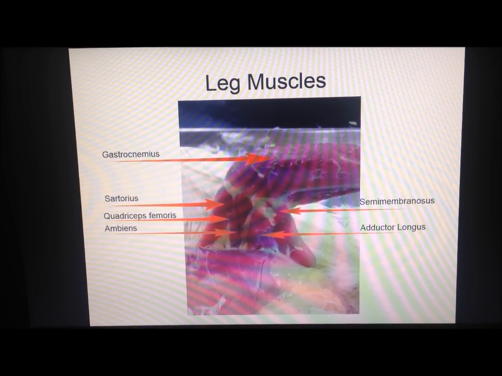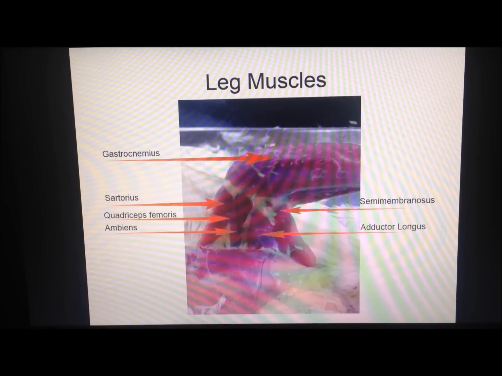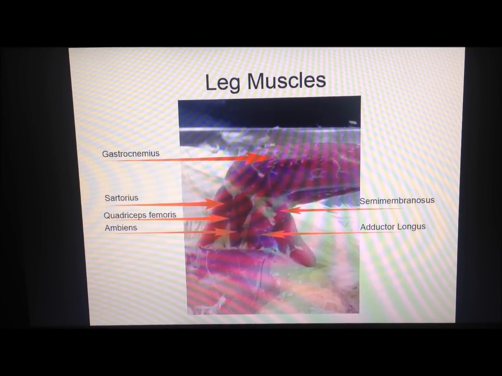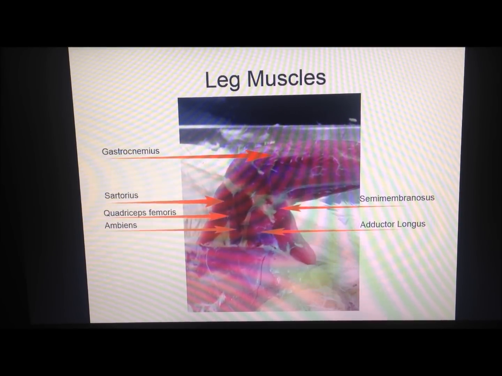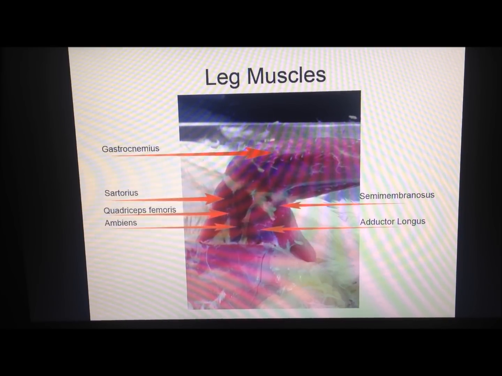And now we'll be moving on to the leg muscles. First we have the gastrocnemius, which flexes the knee and extends the foot. Next we have the sartorius, which flexes the hip and extends the knee. Then the quadriceps femoris, which extends the thigh.